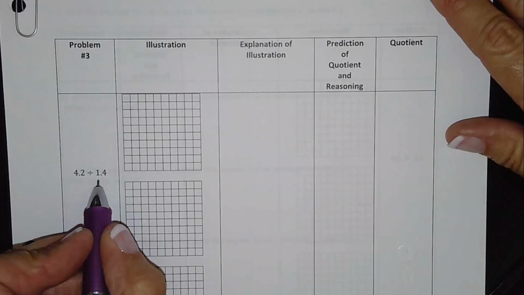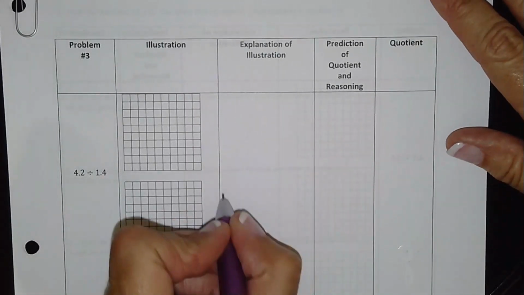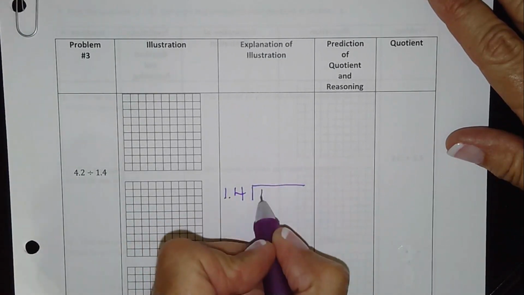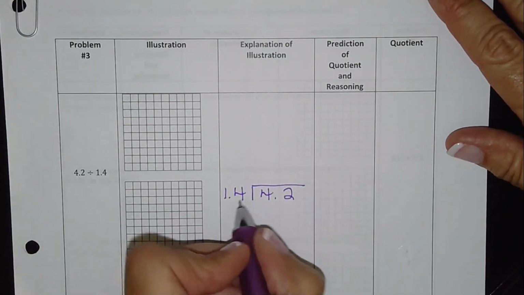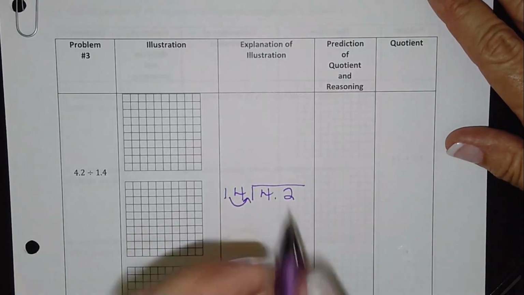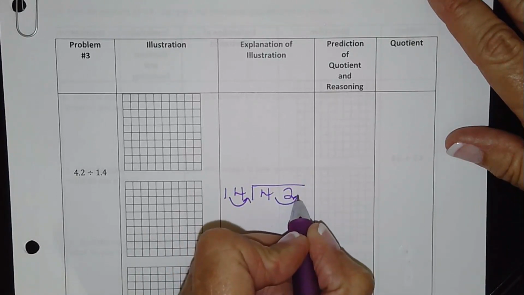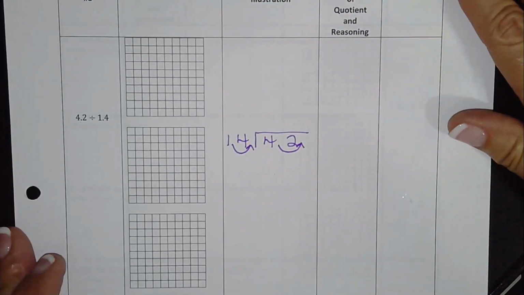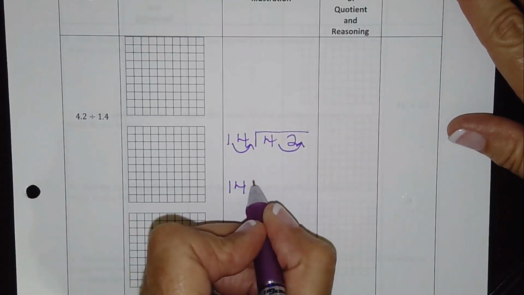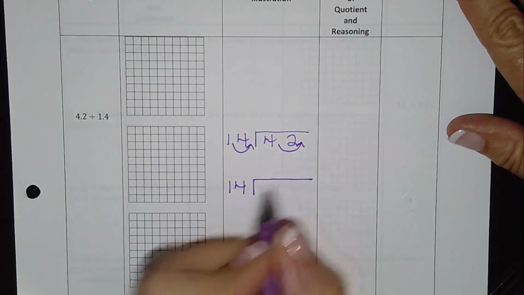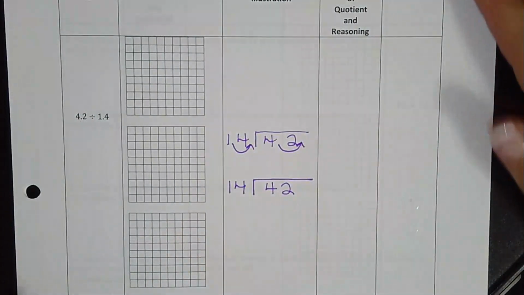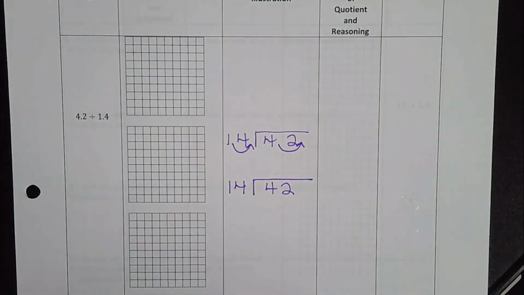Okay, so this is a divisor of 1.4, and a dividend of 4.2. So I can tell that I'm going to need to move my decimal one place. So if I move the divisor over one to the right, I must move the dividend over to the right one. Then I write my new problem. My new problem is now 14 divided into 42. Both decimals are now at the end, so we're just doing regular whole number division.